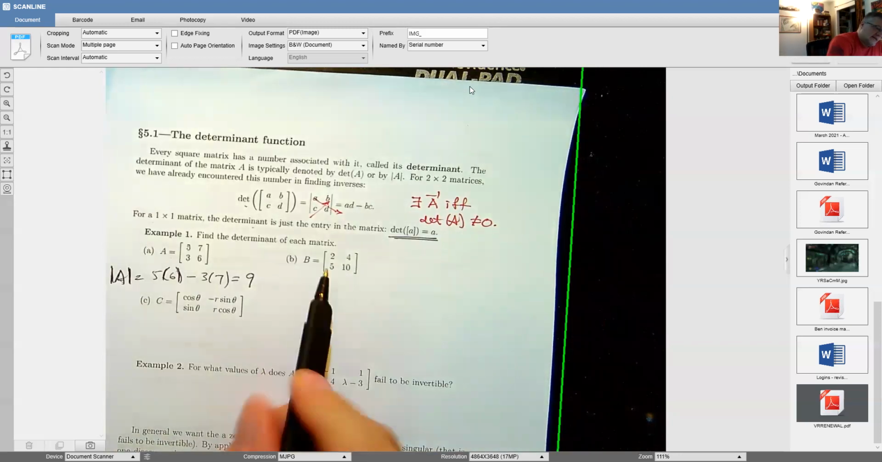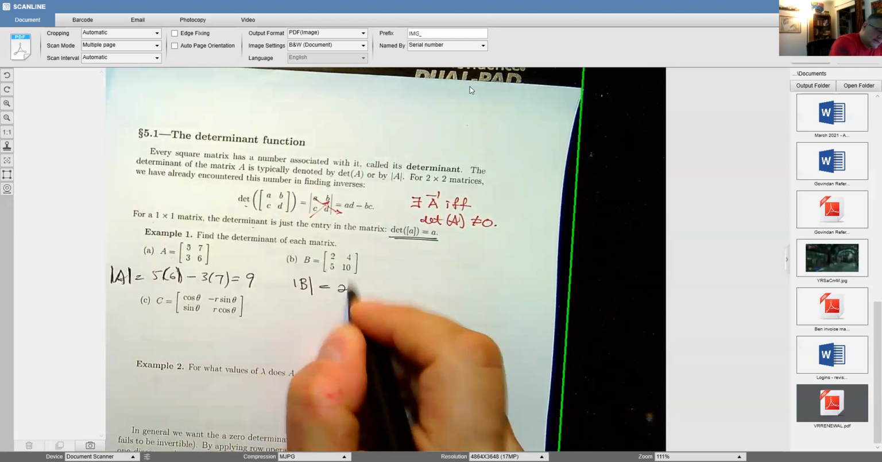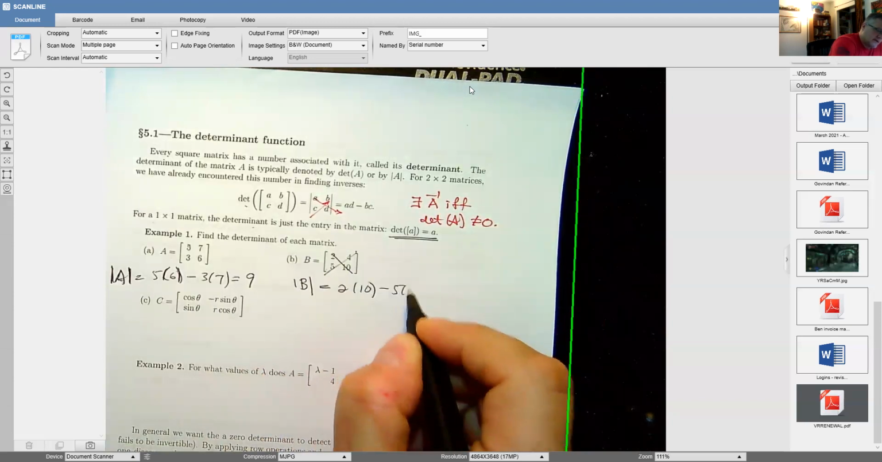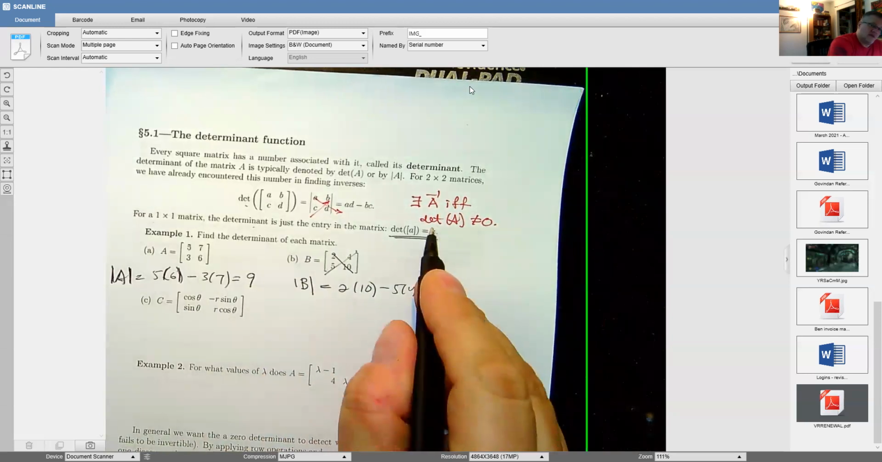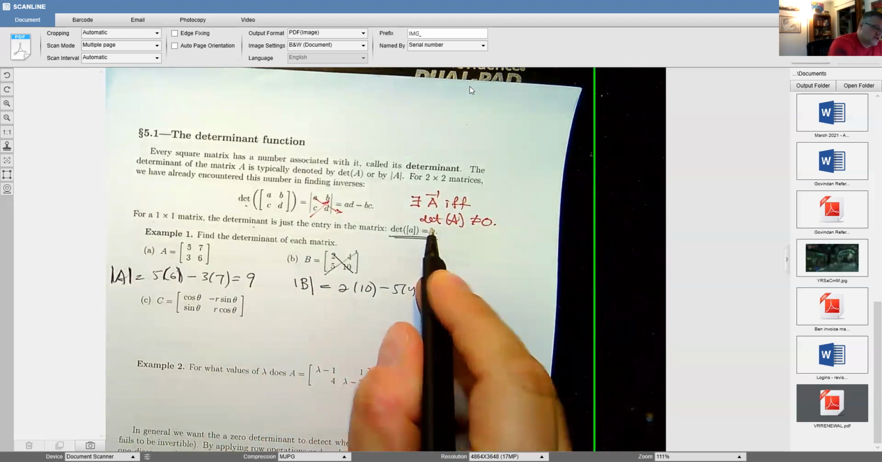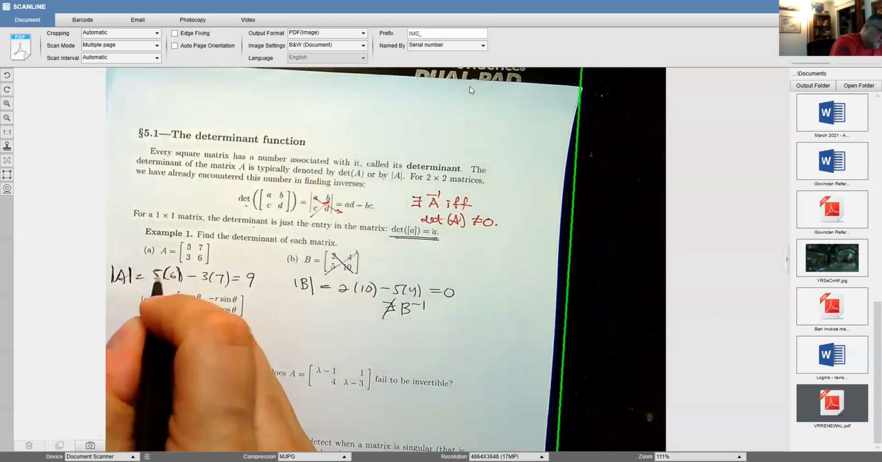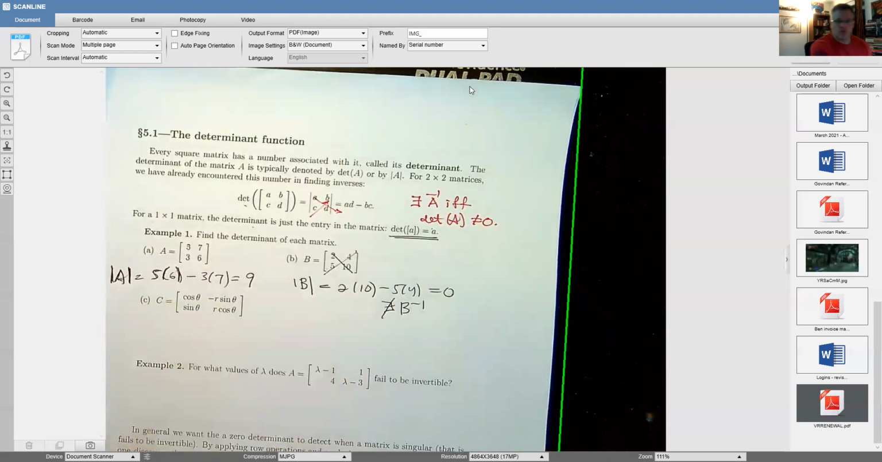Okay, this guy here, let's determine the determinant of B. Well, you multiply down this way, so it's 2 times 10, subtract up that way. Notice here, you get 0. So we know from this observation that there is no B inverse, but here in the original one, there is an A inverse. And we have a formula back in section 3.3 that you can use to find that.